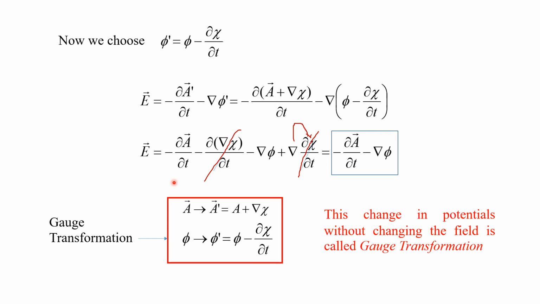Similarly, in the previous case, we have seen that changing the vector potential A, your magnetic field will not change. In this case, by changing the vector potential as well as the scalar potential, your electric field will not get changed. That is called gauge transformation. That is, we are transforming A to A prime, which is equal to A plus gradient chi. Similarly, pi to pi prime, which is equal to pi minus delta chi over delta t. This change in potential without changing the field is called gauge transformation.